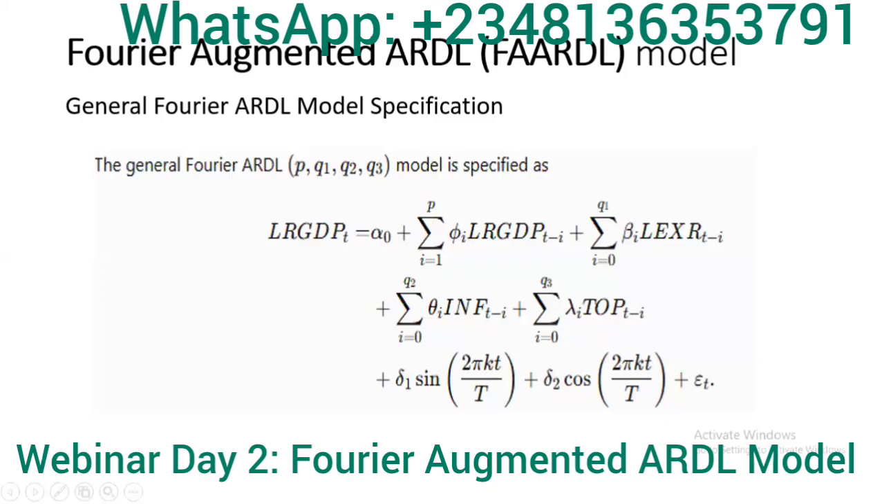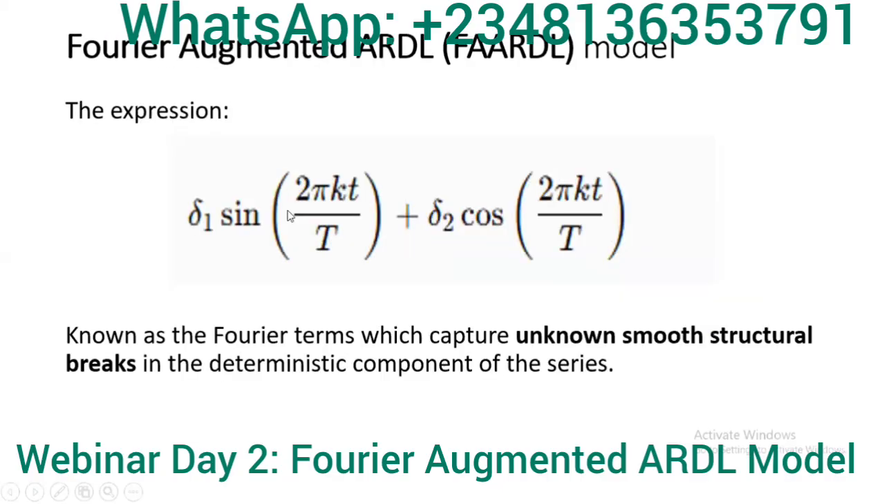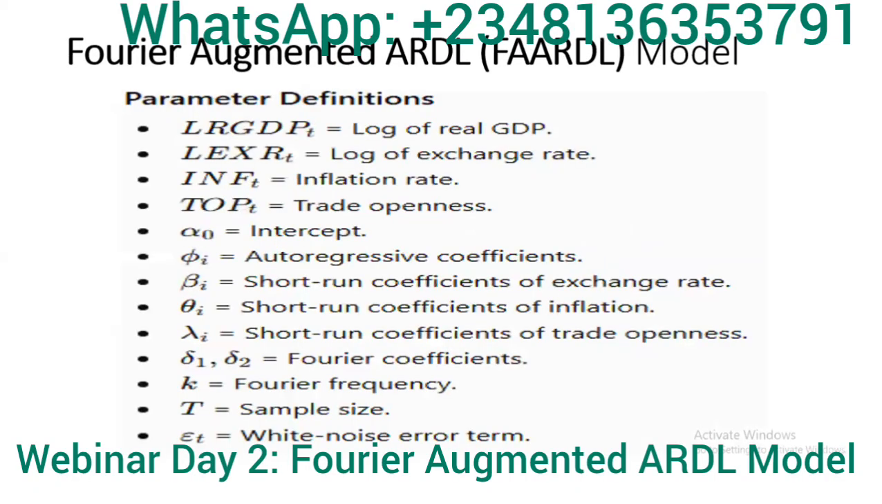Hope that is understood. You can see this expression that is added is known as Fourier terms, which capture unknown smooth structural breaks in the deterministic component of the series. We have the definition of the parameters and variables here as it is being displayed.